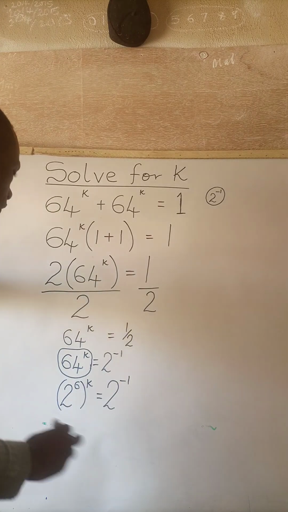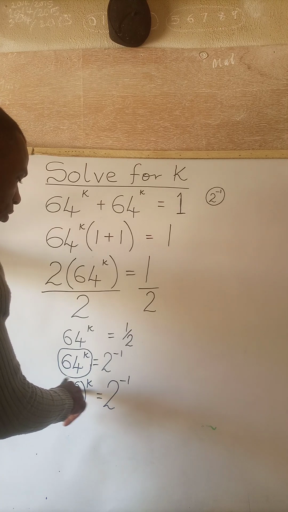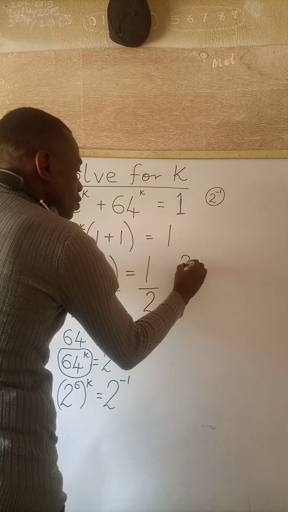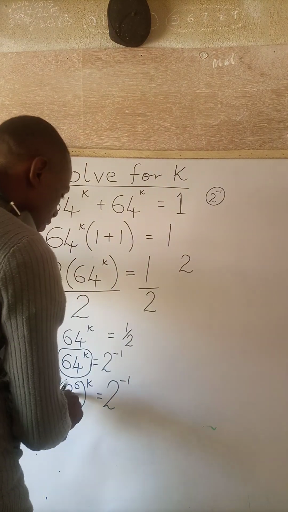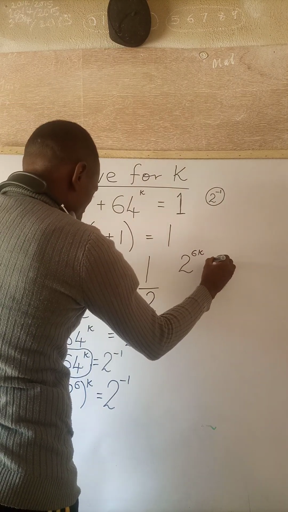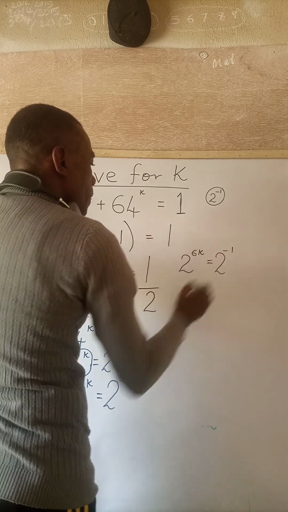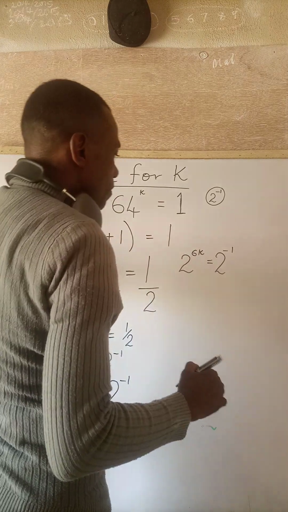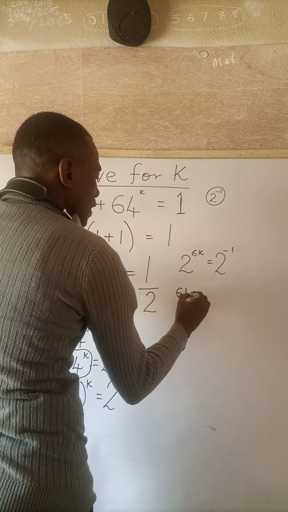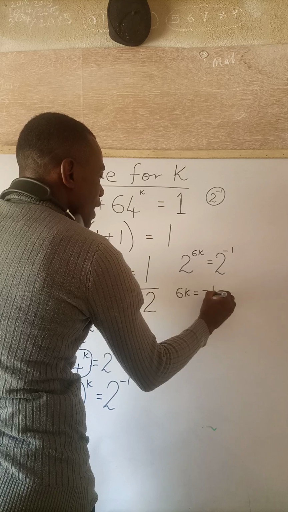This 64 now becomes (2^6)^k equal to 2 raised to power minus 1. When you multiply the exponents, we will now have 2 raised to power 6 times k, which gives us 6k, equal to 2 raised to power minus 1. Now, since the bases are the same, the bases will cancel each other. We will now have 6k is equal to minus 1.